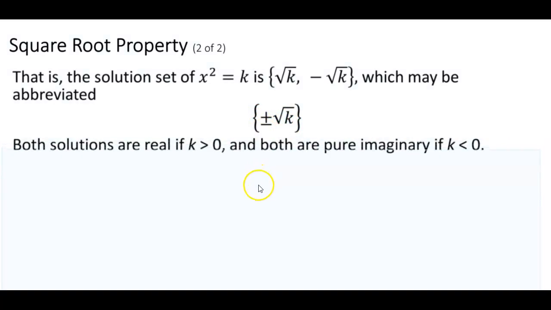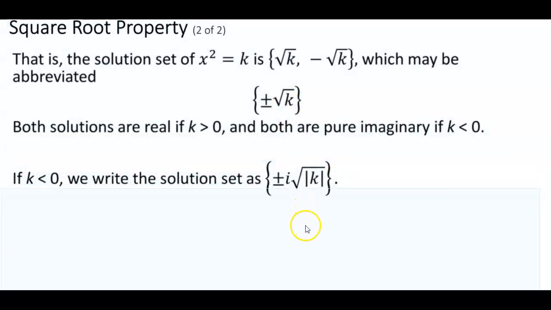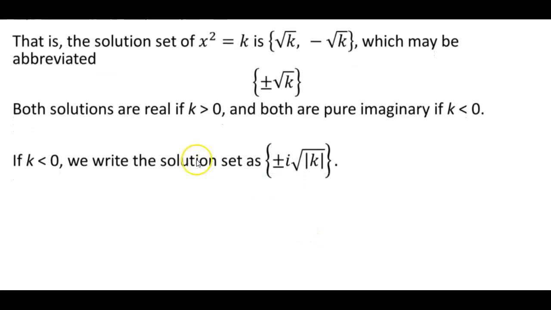Okay. Now, both solutions are real if the value of k is greater than 0, meaning that the number underneath the radical sign is going to be positive, because if this is an even index, it has to be a real number. And both are pure imaginary if the value of k is less than 0. So if this value under the radical is negative and it has an even index, then it's going to be an imaginary solution. Now, if k is less than 0, then we write the solution set as plus or minus i times the square root of the absolute value of k.